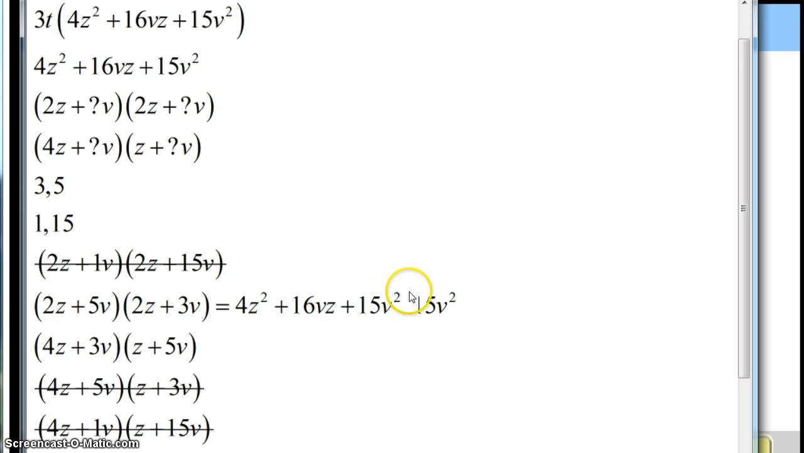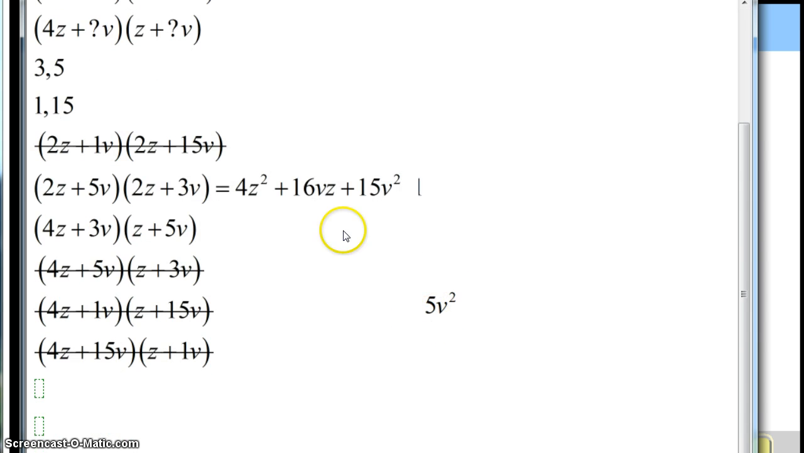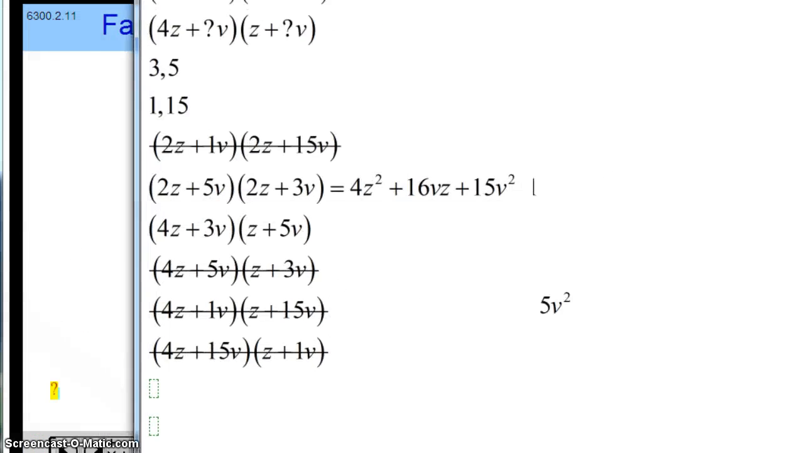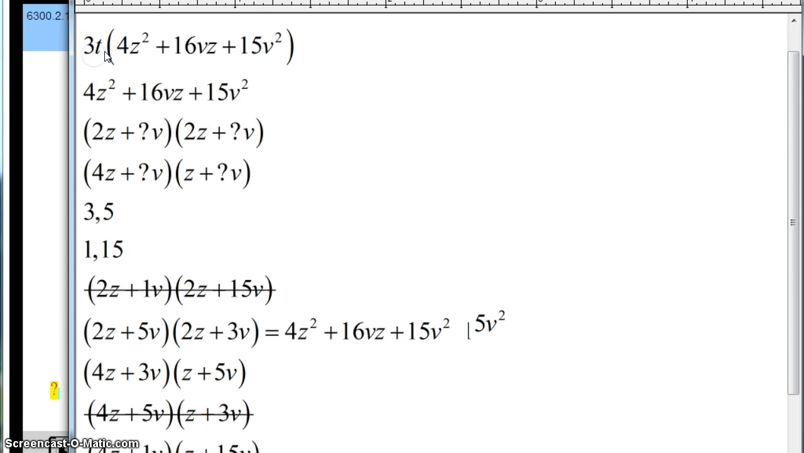So we get that. I don't know why, that's strange, I don't know why this thing is still there. Anyway, so this is our answer here. That's what it factors into. And sorry, we dropped that 3t that we had up here. So our final answer will be that this equals 3t times this. And that's how we factor it.